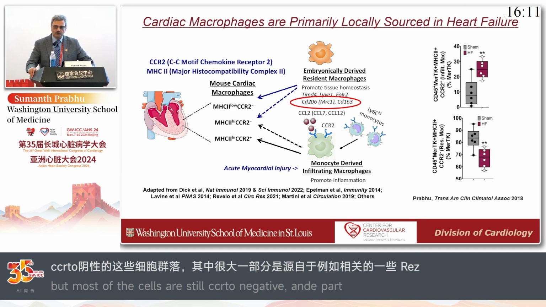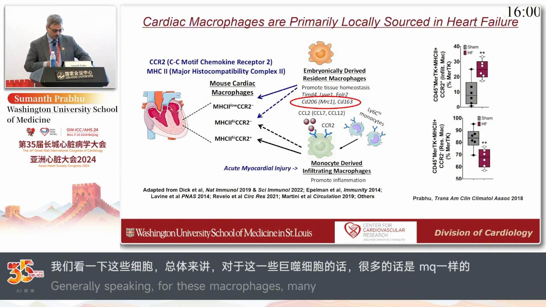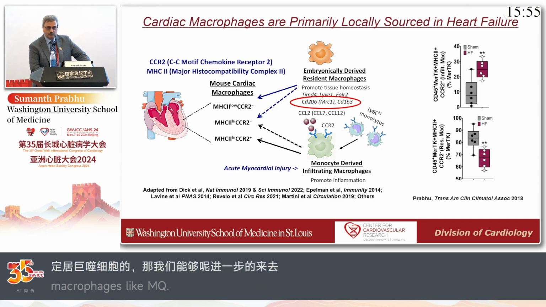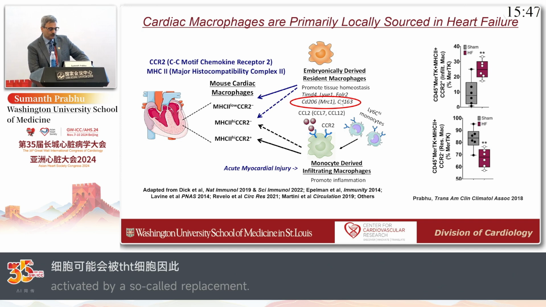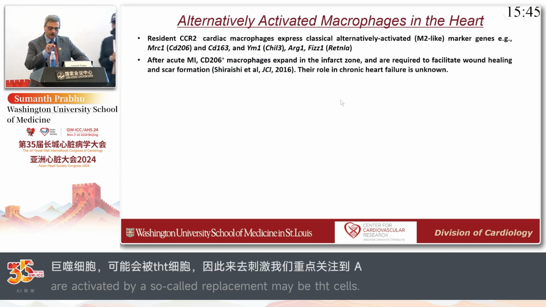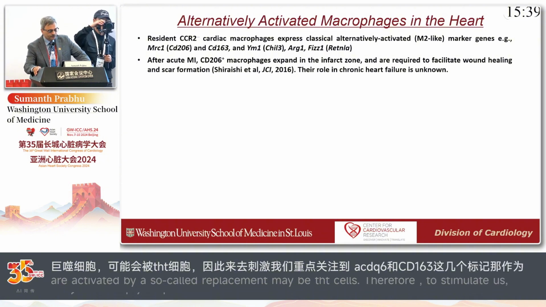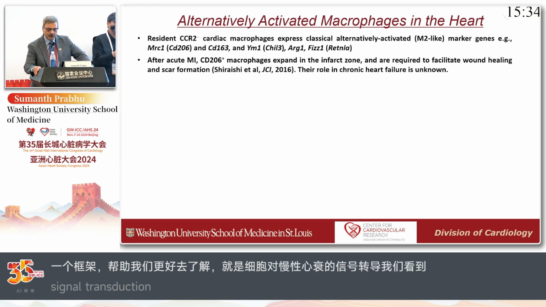And if you look at some markers for resident macrophages, many of these are what we call M2-like. Now, that classification has fallen out of favor, but it still helps us to identify a population that can be activated by Th2 cytokines, so-called alternatively activated macrophages. And so we focused on markers CD206 and CD163 as a framework to understand macrophage signaling in chronic heart failure. So if we look at resident CCR2 negative macrophages, they express classically alternatively activated genes.